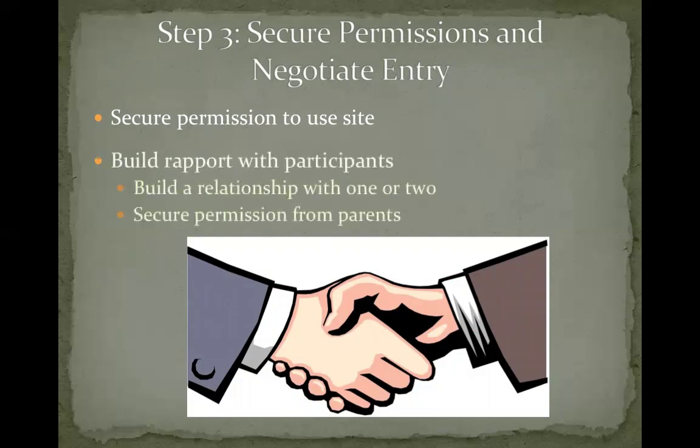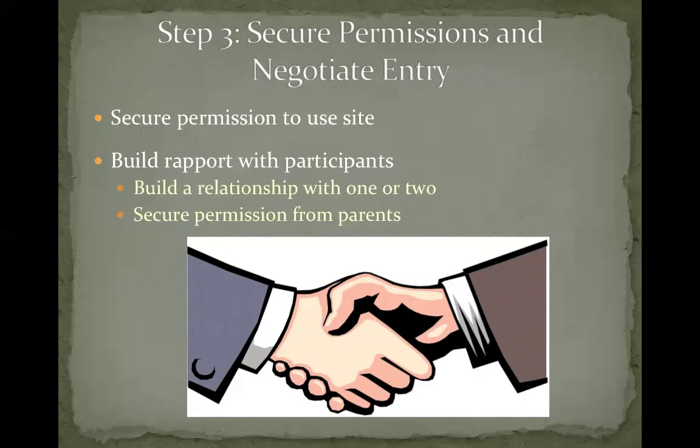But this step includes building rapport with the participants. There are ways to secure names of potential participants. You could use law enforcement, school teachers, counselors, administrators. These individuals would be likely to help give names of adolescent drug users in the community.